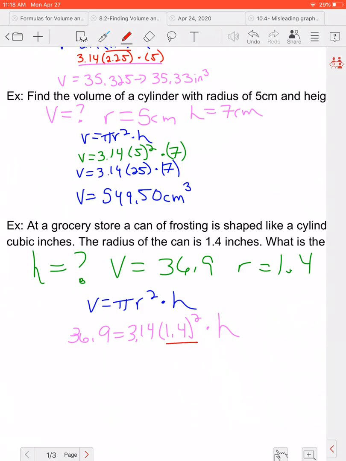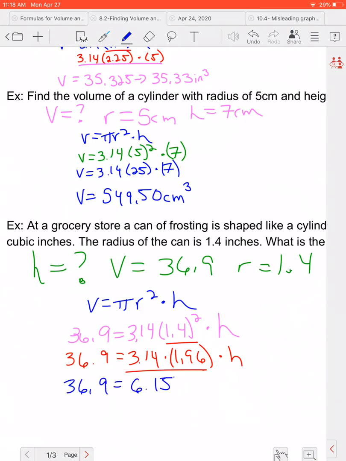So the first thing we're going to do is square. So we're going to do 1.4 times 1.4. So that would be 36.9 is equal to 3.14 times 1.96 times h. Now we will actually multiply those numbers together. So 3.14 times 1.96. So we're going to have 36.9 is equal to 6.1544 times h. Now I didn't round that number because if I round in the middle of my problem, things tend to get a little messy at the end and you might get a slightly different answer than me. So we'll round at the very end.